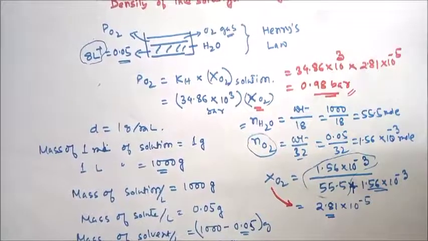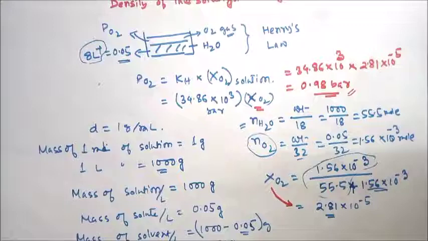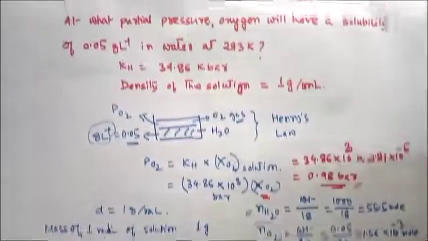This is the solution. So guys, I hope you have understood both these problems and the comparison between these two laws, that is Henry's law and Raoult's law. What is the difference between these two laws and the similarities between them?